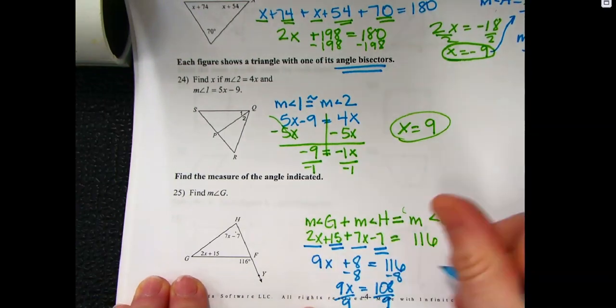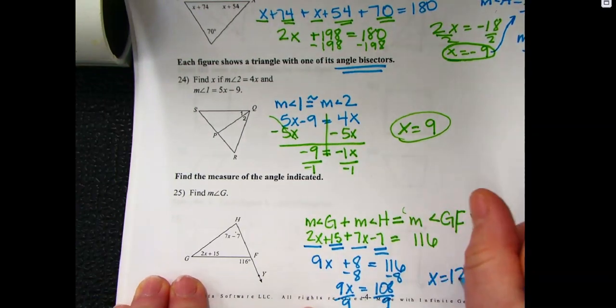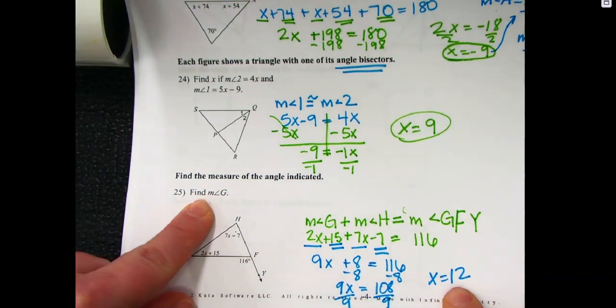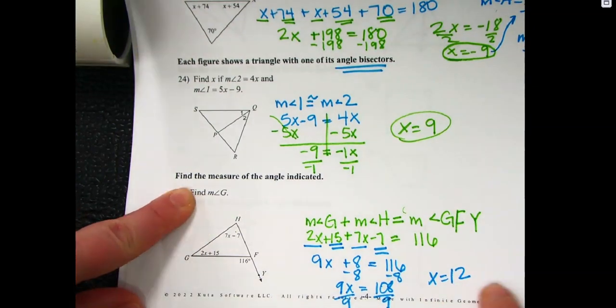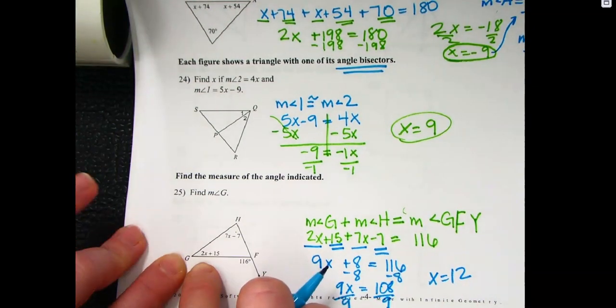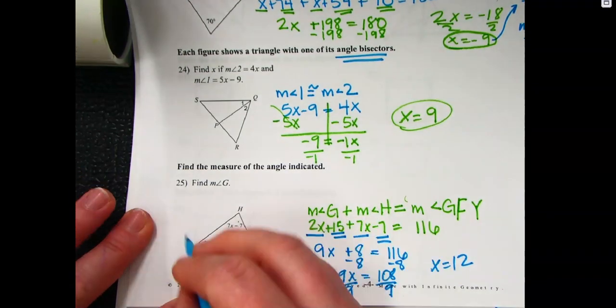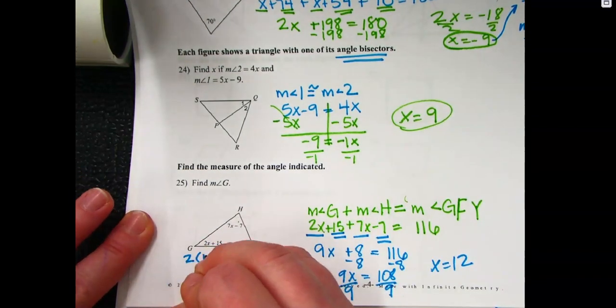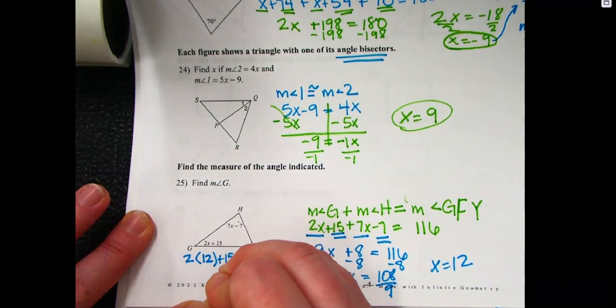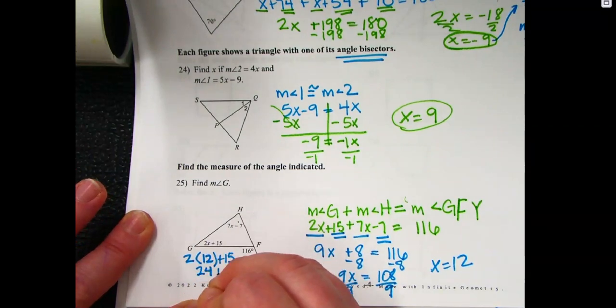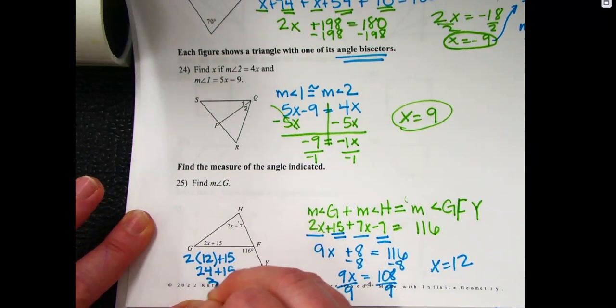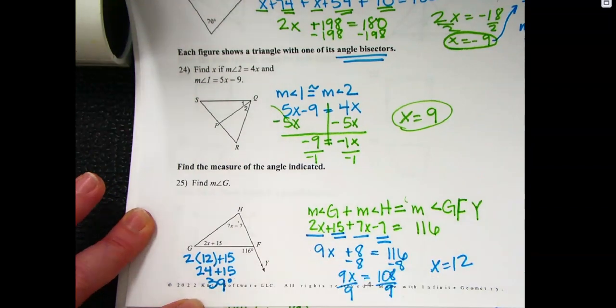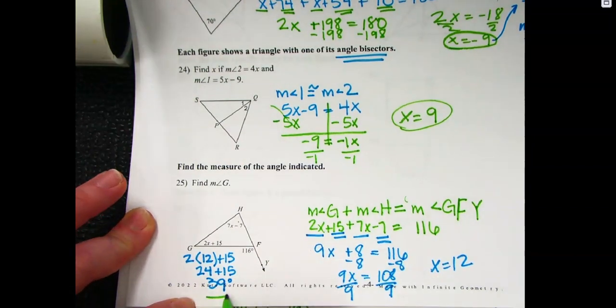So x equals 12. Again, is that what we're looking for? No. They want you to actually find G. So you go over here to G and plug in your x. So 2 times 12 plus 15. 2 times 12 is 24. Plus 15 gives you 39 degrees. So G is 39 degrees, and that is your answer.